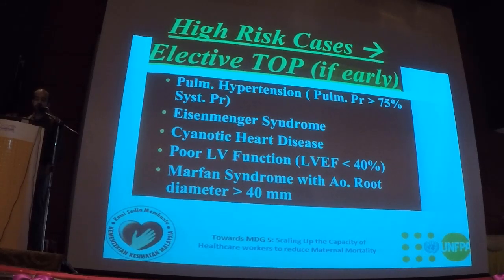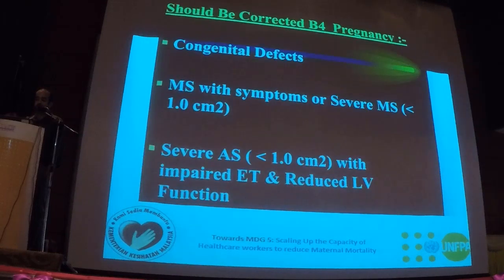High-risk cases where we counsel the patient for termination of pregnancy in early gestation would be pulmonary hypertension, Eisenmenger, cyanotic heart disease, poor EF, and Marfan syndrome with a significantly dilated aortic root more than 4 centimeters. And these are the cases that should be corrected before pregnancy: congenital defects, severe MS, severe AS.